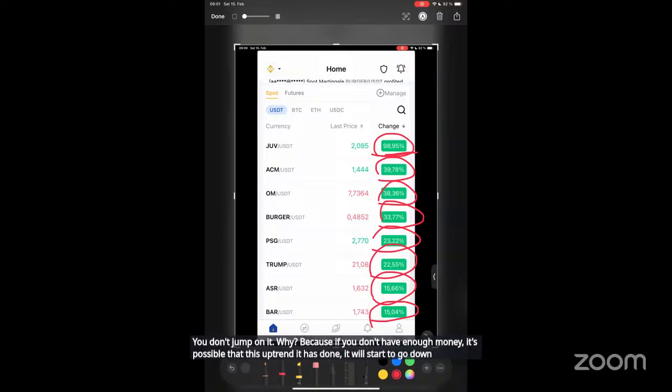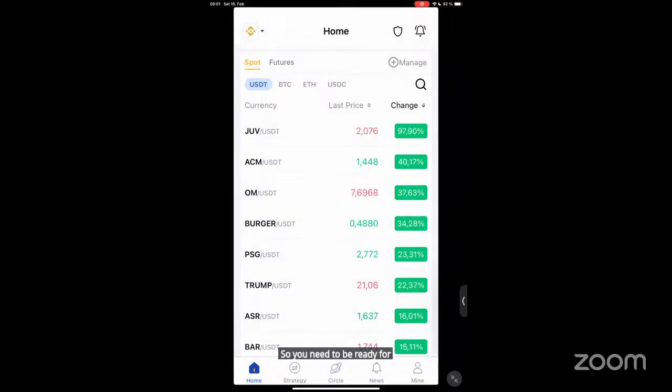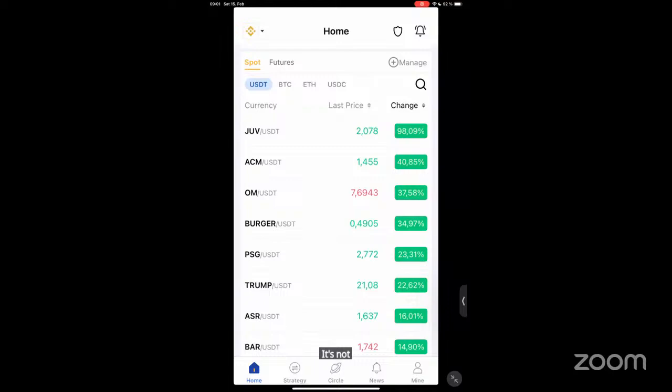Because in crypto it moves in that order. If it goes down, it will go up. If it goes up, it has to come down. Do you get it? So you need to be ready for both scenarios. That is why if you don't have enough money, it's not advisable to trade a coin that is doing well.